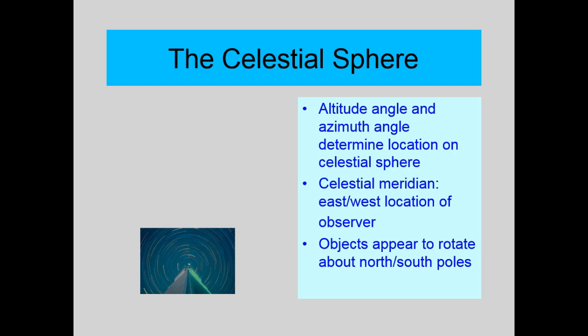So that's what we call our celestial meridian. Objects appear to rotate about the north-south poles. Like I said, that picture right there is showing these stars going in circles. They left the aperture open probably 4 to 6 hours, and that's why you could trace just a portion of the motion of the star.